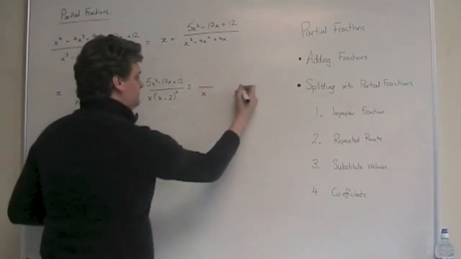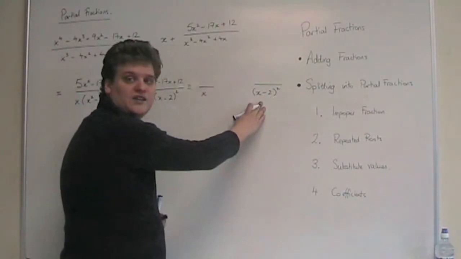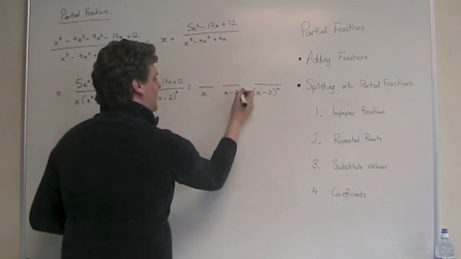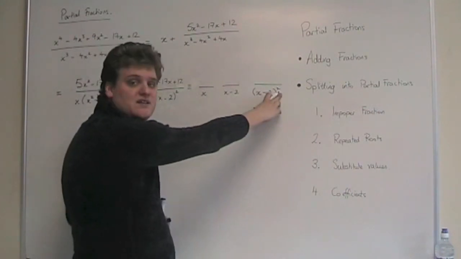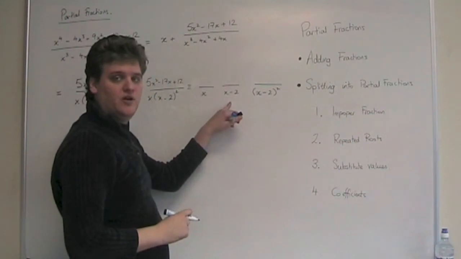So we're going to have the x part, an x minus 2 squared part, and also just a simple x minus 2. So whenever you get a repeated root, don't forget that extra part. That will come up quite a lot.